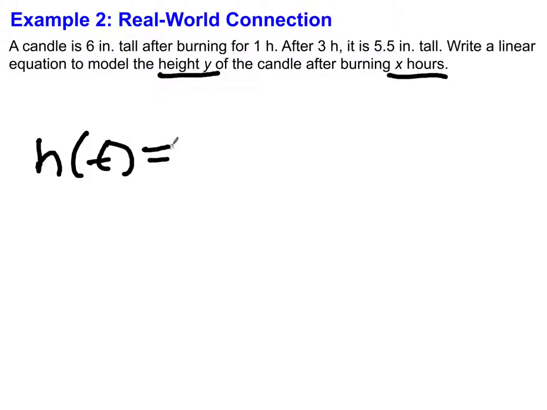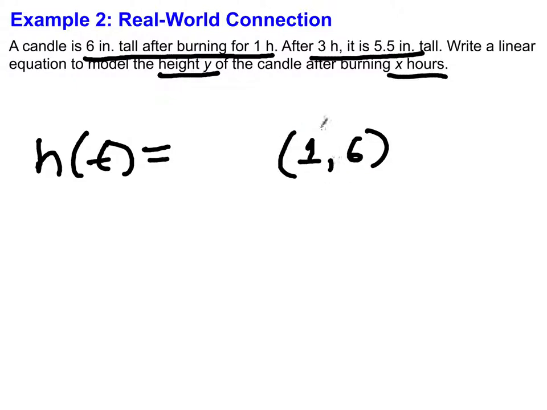Okay, now to write an equation, you need 2 points or a slope and a point. In this case, we're given 2 points. The x value is in hours. So this first one says 6 inches tall after burning for 1 hour. That's giving us the point (1, 6), x, y, hours, height. And then the second one is giving us the point (3, 5.5). From these 2 points, you should be able to find a line.